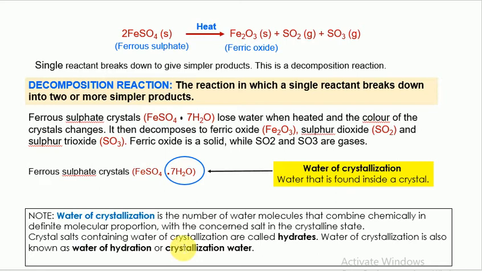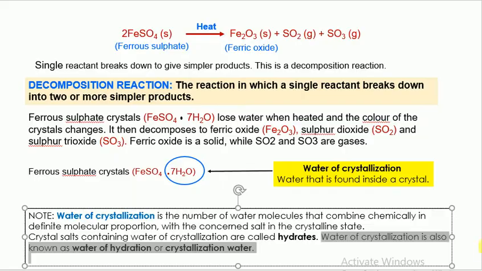So the crystal salts containing water of crystallization are called hydrates. Here FeSO4.7H2O is known as a hydrate, and the water is the water of crystallization. Some other names are also there, like water of hydration or crystallization water.